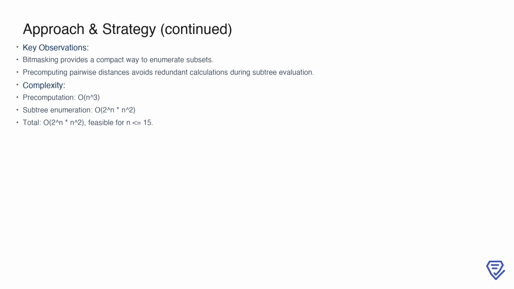In terms of complexity, the pre-computation step runs in O(n^3), while the enumeration of subtrees using bitmasking and connectivity checks takes O(2^n * n^2). This results in a total time complexity of O(2^n * n^2), which is feasible for graphs with up to 15 nodes. These improvements make this approach a practical solution within the constraints of the problem.